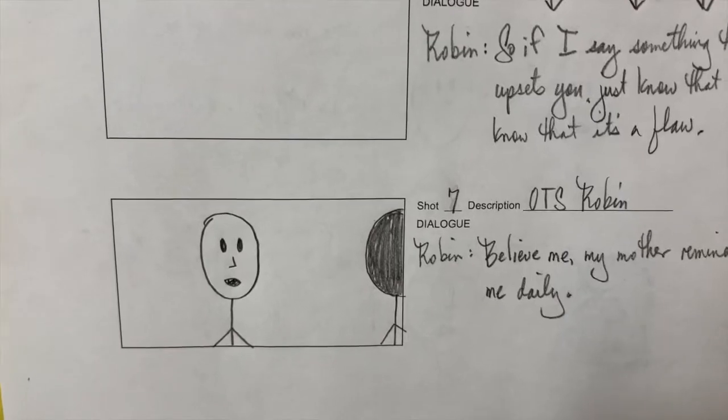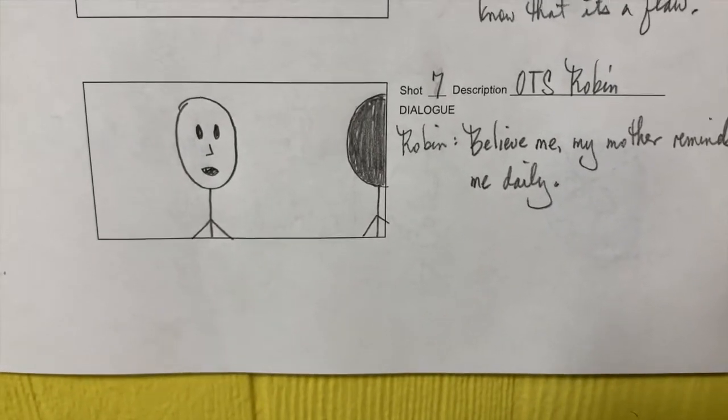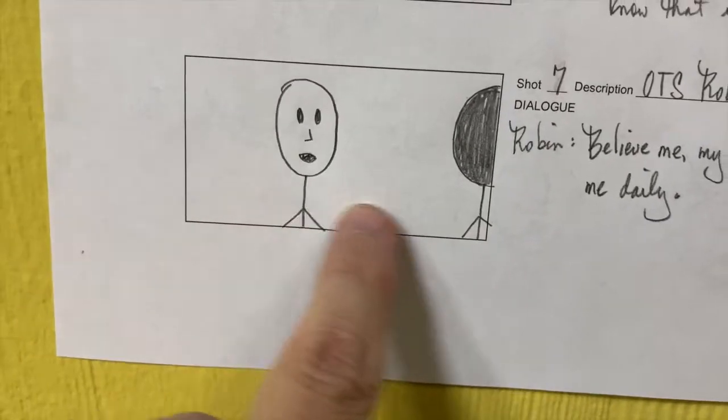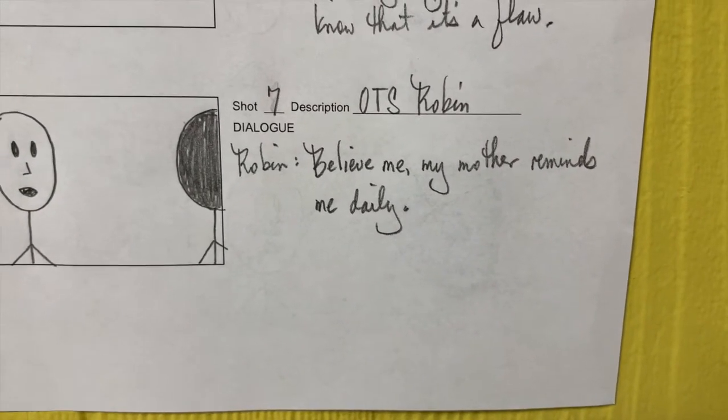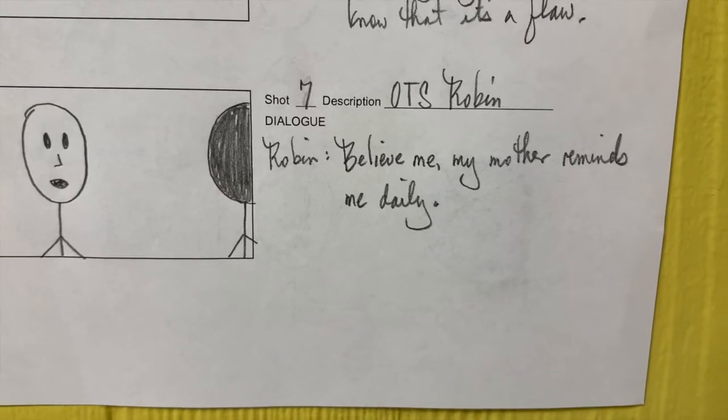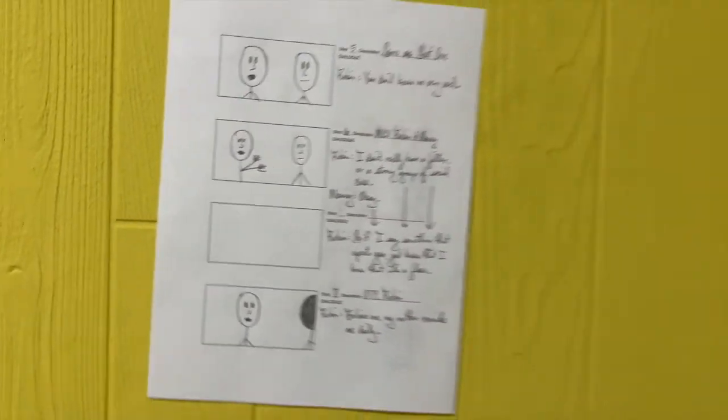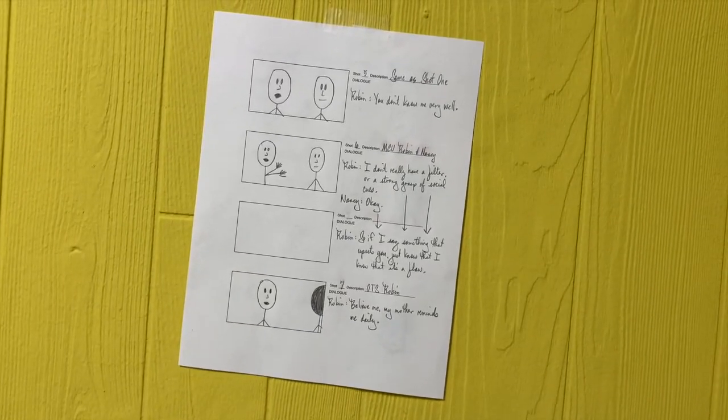And then in shot 7, we have the over-the-shoulder shot of Robin. So this is Robin, and this is the back of Nancy's head. And then Robin says, "Believe me, my mother reminds me daily." So since we had the two-parter, 7 shots in like 18 seconds.